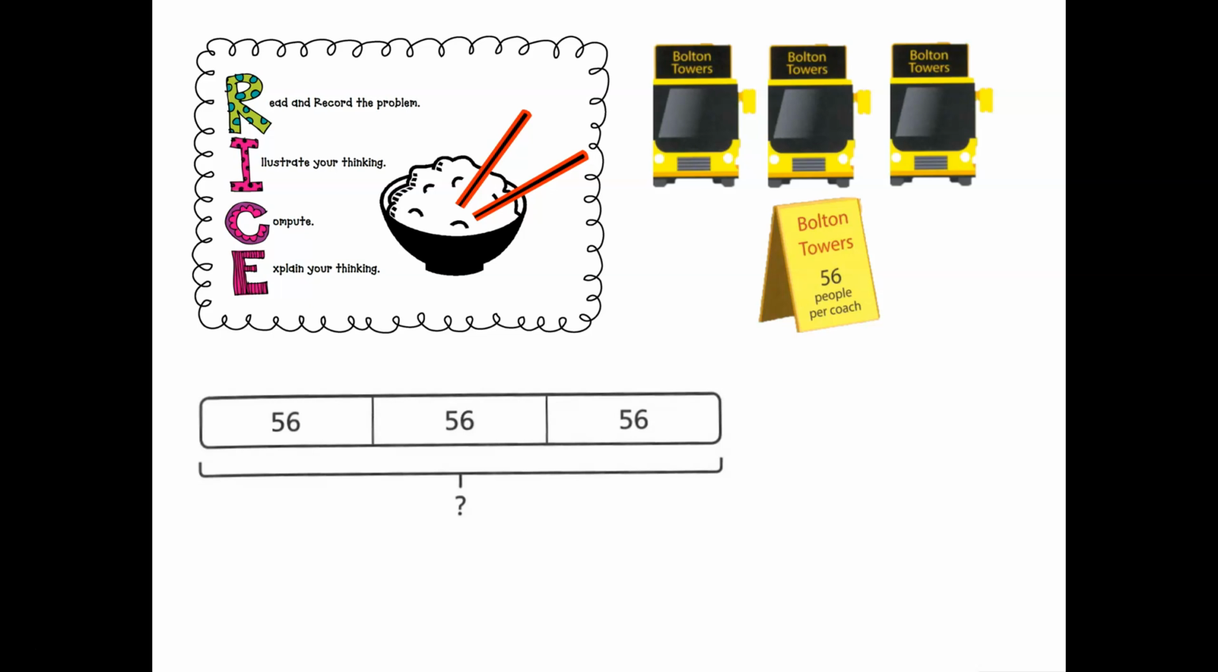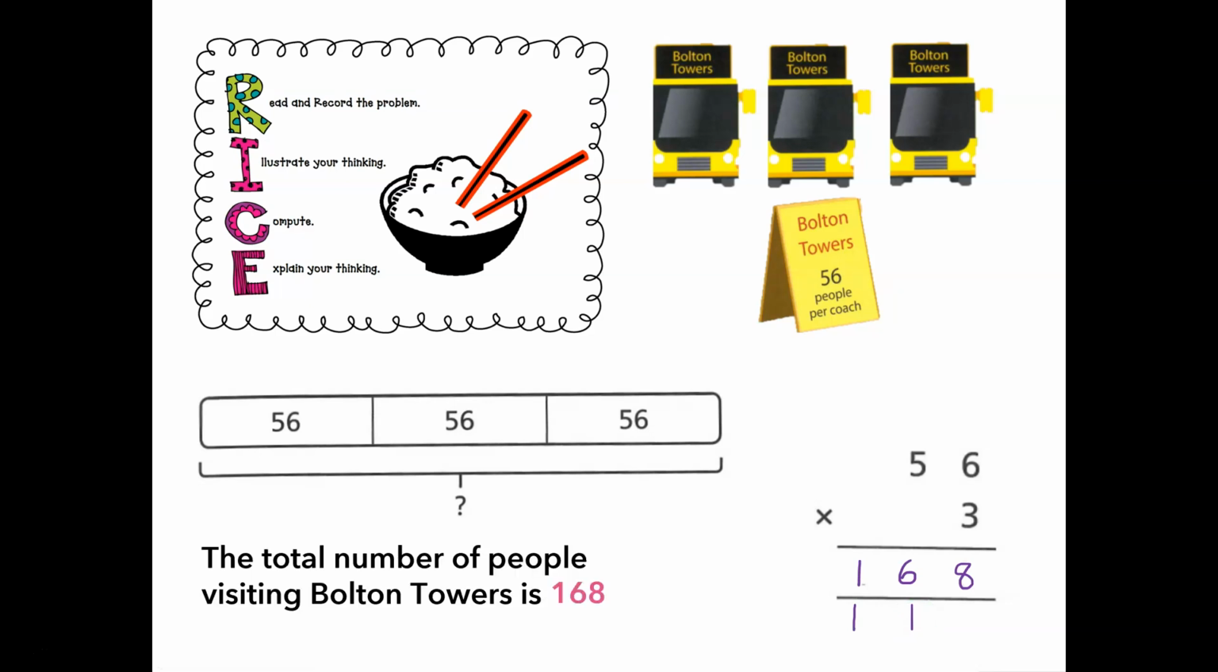So now it's time for me to calculate. I can write 56 multiplied by 3. As per normal, when I multiply, I'll start with the ones. So 3 times 6 is 18. I need to exchange. And now I move on to the next digit. 5 tens times 3 is 15 tens. But I need to remember to add on that one I've already exchanged. So 16. And I pop my 100 up here because I'm finished multiplying. The total number of people visiting Bolton Towers is 168.